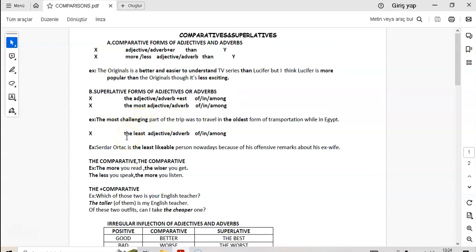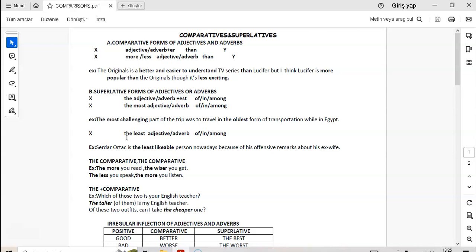For example, suppose there are three students of yours, and you're the teacher. One of them got 90 points, another got 80 points, and one got 70 points. When you're talking about the one who got 70 points, you say he is the least successful student. And the student getting 90 points, you say he is the most successful student.